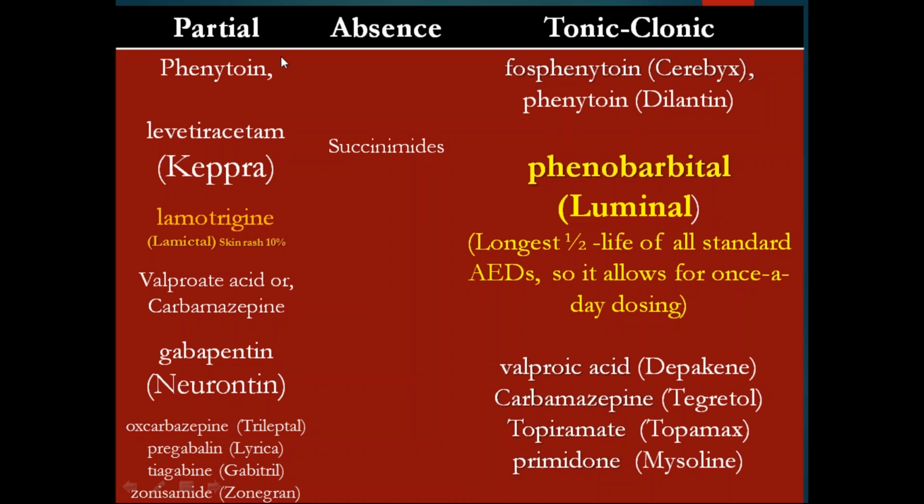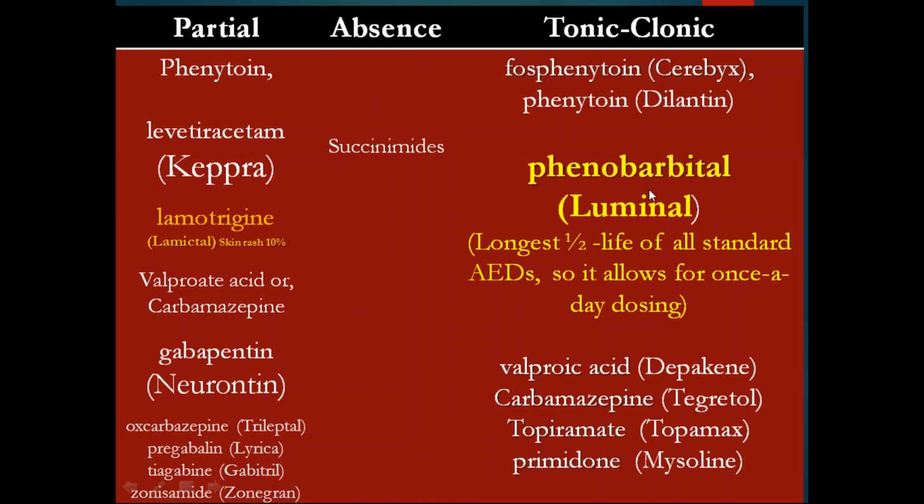Okay, so can you see here we have partial, and this is both together. This is the generalized, right? So generalized can be absent, can be tonic, can be other ones that we didn't mention, or we just saw it in the previous slide. But absence, succinimide. So this guy is very common to us for NCLEX.